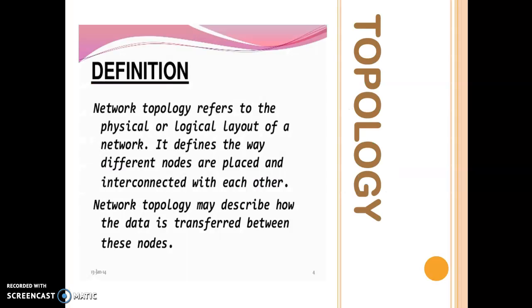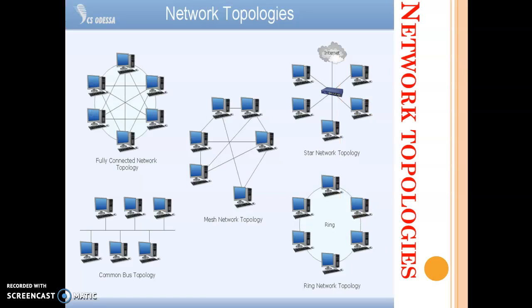So now we have a short reference to what are called topologies. Network topology refers to the physical or logical layout of a network. It defines the way different nodes are placed and interconnected with each other. Network topology may describe how the data is transferred between these nodes. We have some images of different network topologies.